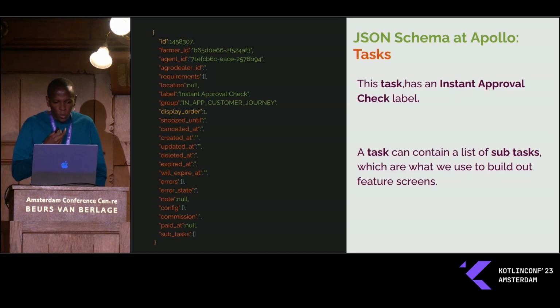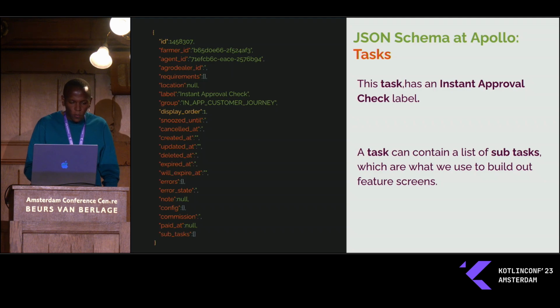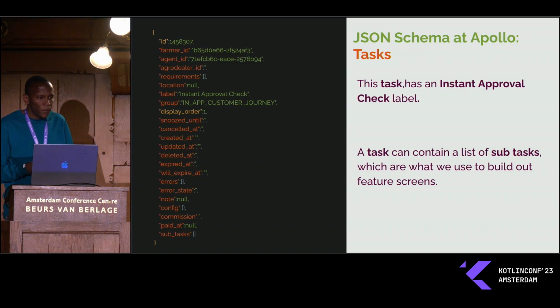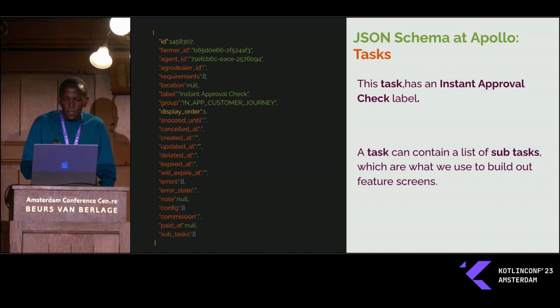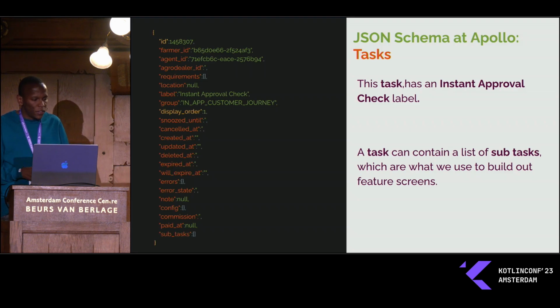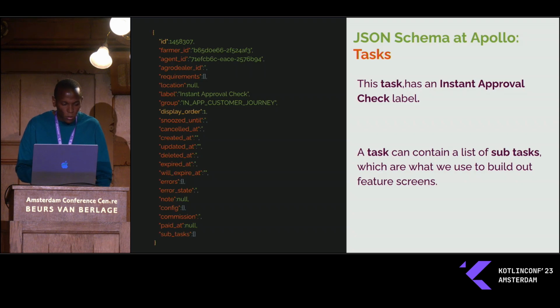Let us look at a sample task response. That is the JSON. We have a lot of fields, but the key thing is the label. For example, this task is an instant approval check. As I was mentioning about the automated credit decisions, this is a task inside that pipeline, a very fast task that an agent has to do to onboard a farmer. It has a list of subtasks, which I'll also explain. As you can see, we have a field which is a list of subtasks. For now, it's empty because the subtask field is very large and cannot fit in the slide.